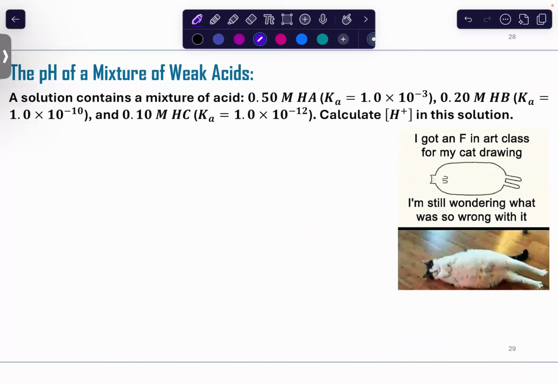So here we have a solution, a mixture of 0.5 molar HA, 0.2 molar HB, and 0.1 molar HC. Now, look how much larger the Ka of HA is than the others. We can already kind of see that the others are not going to contribute to the concentration of protons in any important way, but we want to find out. If they do contribute, how many ice tables will you have to do? 3. And then you'll have to add together the protons of all of them.